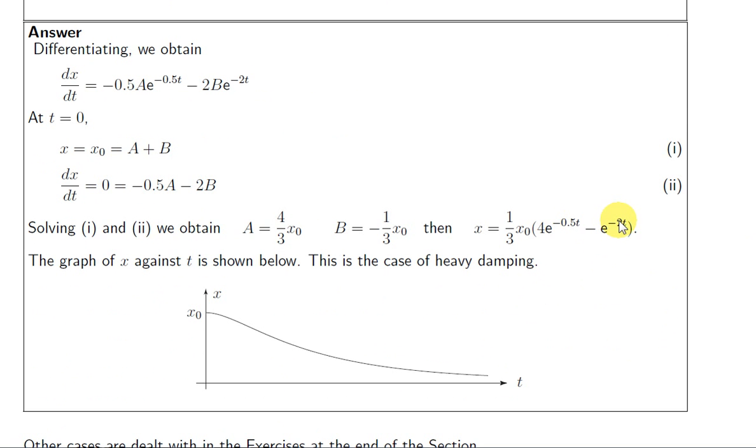These powers are both negative, of course, so that means as t gets large, both of these terms will die to 0. At t equals 0, the initial value is x0. Notice also that the slope of the curve at t equals 0 is 0. We have a horizontal tangent to the curve at t equals 0.